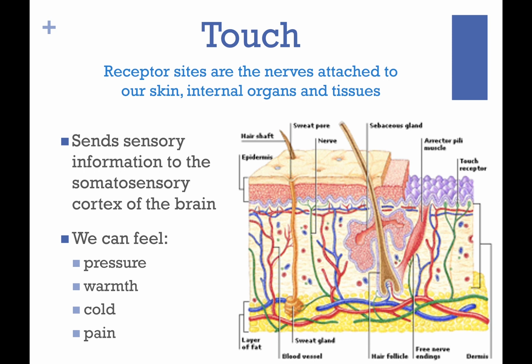So again, there is a cortex of your brain, just like there is for audition, the auditory cortex, which is in the temporal lobe. That's where you process sound. You have the visual cortex in the occipital lobe in the back of your head, where you process sight. And you have the sensory cortex at the top of your brain in the parietal lobe, and that's where you detect a sense of touch. It sends sensory information to the somatosensory cortex of the brain.